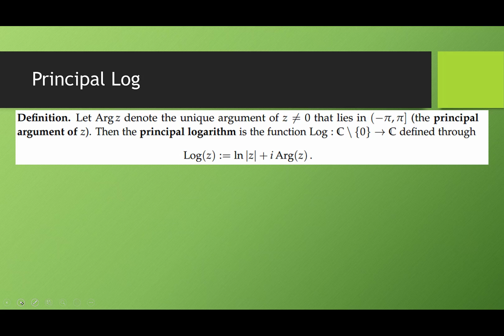This is what we call the principal logarithm. Usually in class when we talk about logs and we don't say anything, this is the log that we're really thinking about. So let arg of z, we're defining a new function, let arg of z denote the unique argument of z not equal to 0 that lies in negative pi to pi. Let me draw this for you really quick.